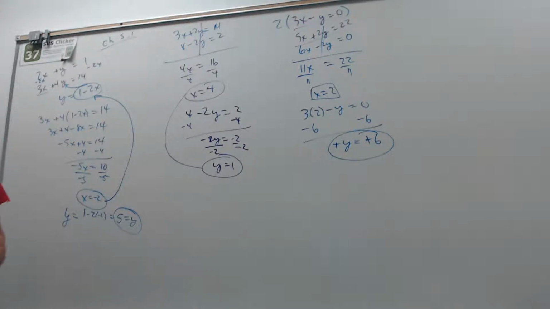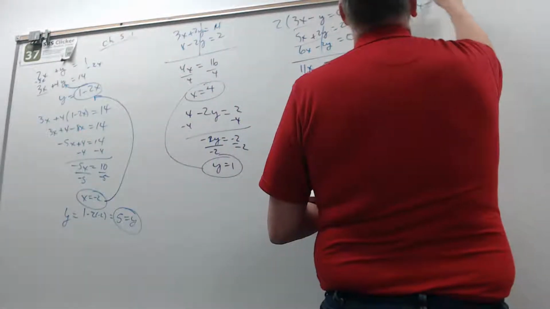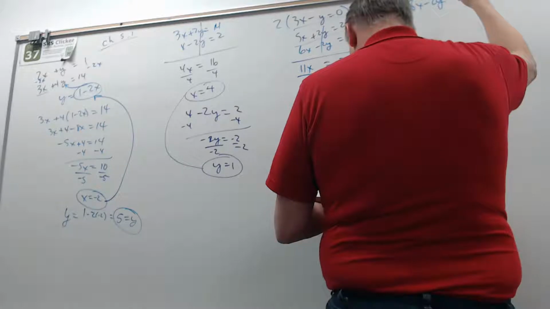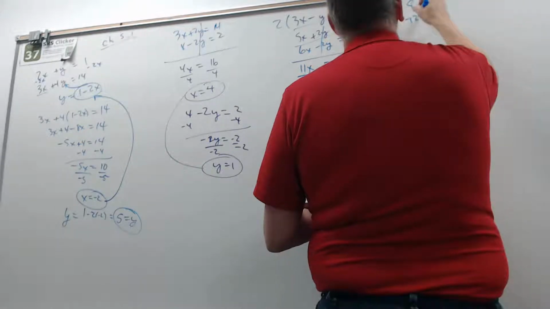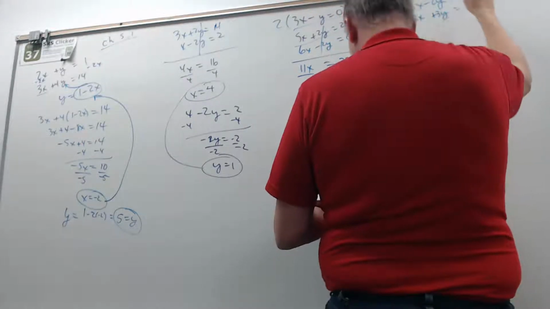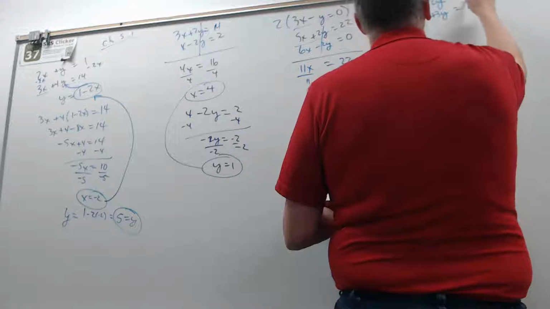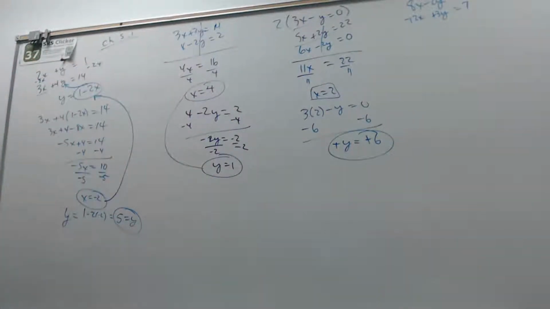Okay. How about this one? 8x minus 2y equals 5, and negative 12x plus 3y equals 7. Okay? So, whose turn is it? Berkeley, it must be your turn.